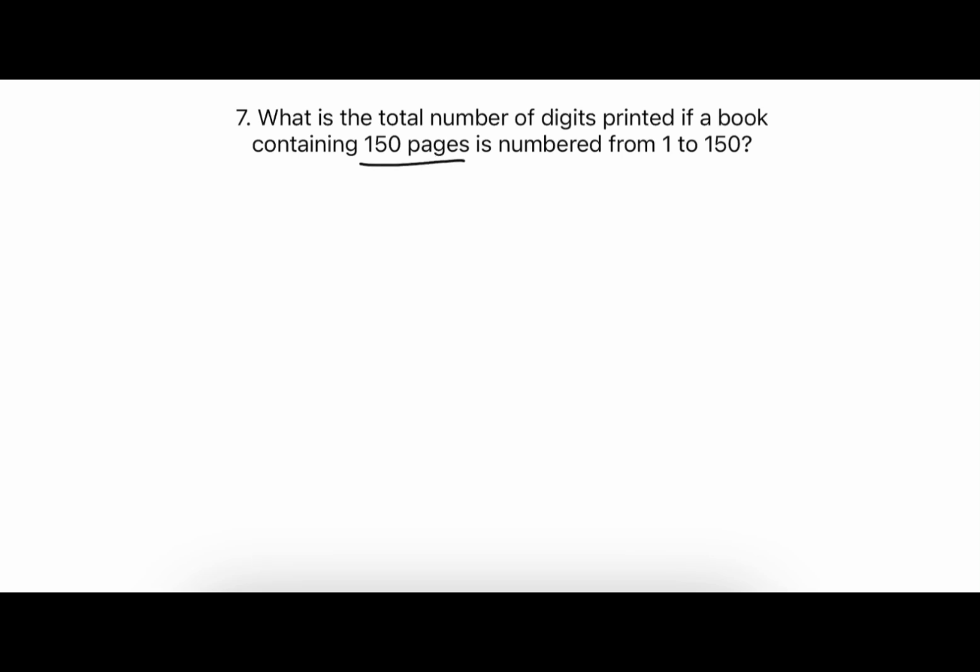There are totally 150 pages in a book. The number starts with 1 and ends at 150. How many digits are printed? We know the final number is 150. We don't need the final number or beginning number. We need how many digits are printed. So between page number 1 to page number 9, there is only one single digit printed. How many numbers are there? 9 such numbers are there. Therefore, 9 digits are printed up to page number 9.